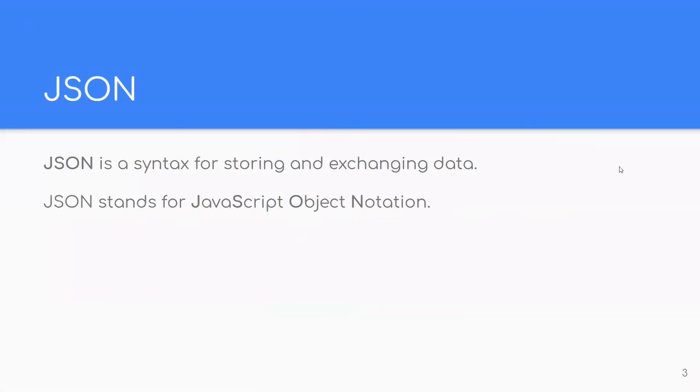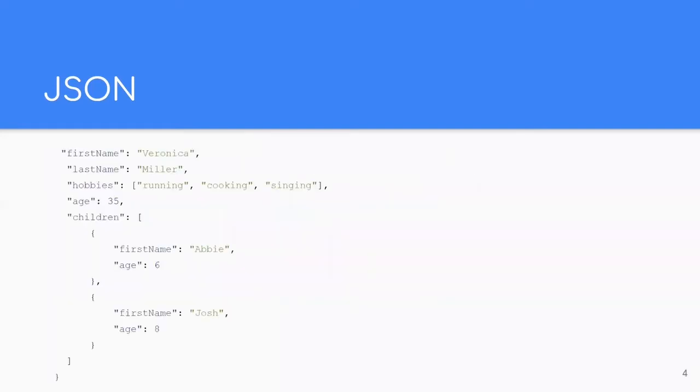So JSON is an open standard file data interchange format used for storing and exchanging data. JSON stands for JavaScript Object Notation. This is what a JSON file looks like. JSON uses a human-readable text format to store and transmit data objects consisting of attribute-value pairs and array data types. It supports primitive data types like strings and numbers, as well as nested lists and objects.